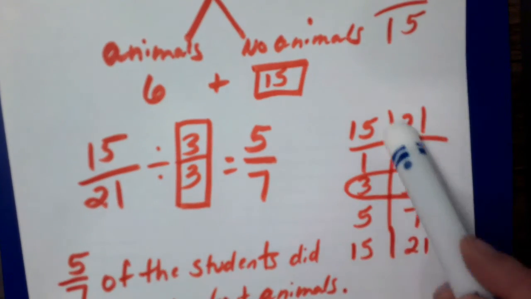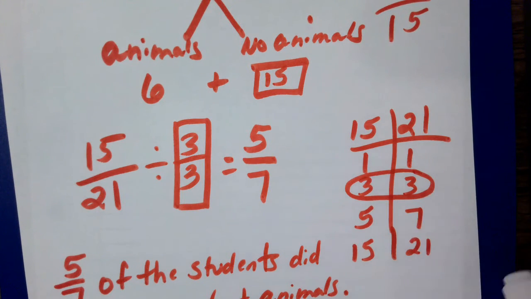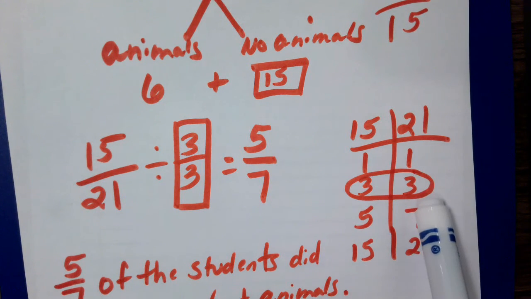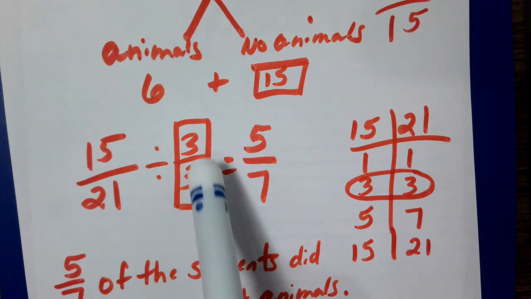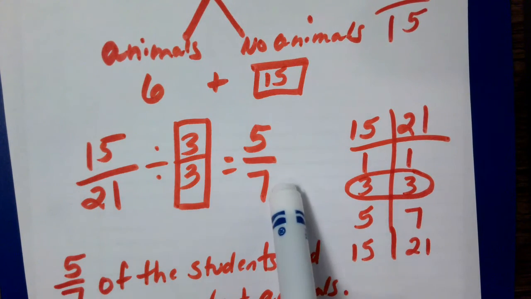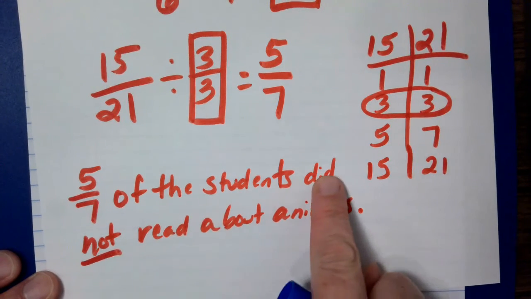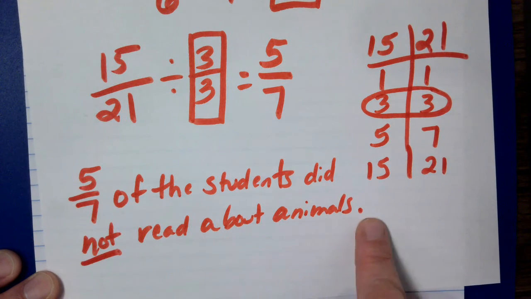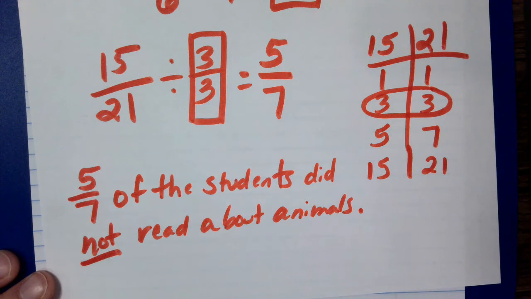Then I made the t-chart listing the factors of 15 and 21 and found the greatest common factor is 3. So I divided by 3 over 3, which is like dividing by 1, and I got 5/7. So then I wrote my statement of the solution. 5/7 of the students did not read about animals. And that's it. Let's move on to our next question.